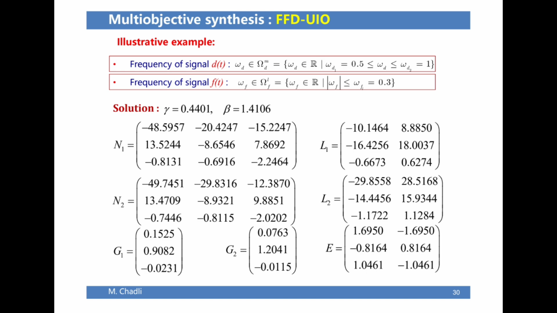By solving the last three sets of LMI conditions, minimizing the parameter gamma and maximizing the parameter beta, we can find the following observer gains N1, N2, L1, L2, and G1, G2, and the parameter E, which allows us to design completely the unknown input observer and solve the multi-objective design problem.